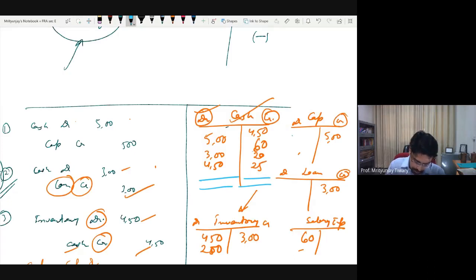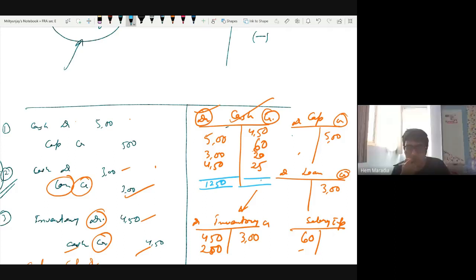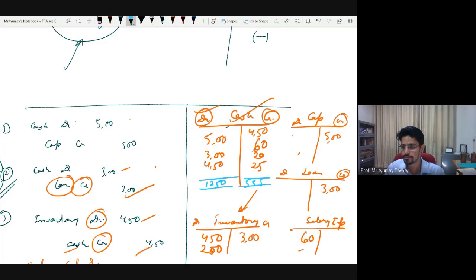So let's do this. Tell me the total of both of the sides. Tell me credit first. What is the total of credit side? Is it 555? Yes, sir. Now, if this one says that there was a debit of 1250 and there was a credit of 555, what was the net balance? So net balance will be 1250 minus 555. What do you get?